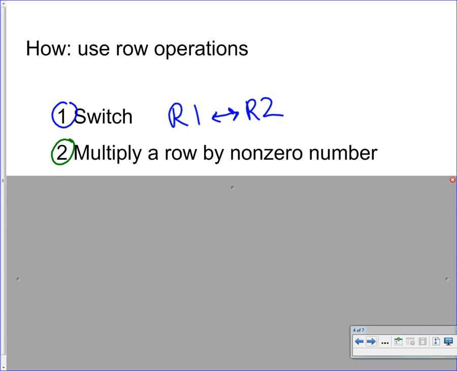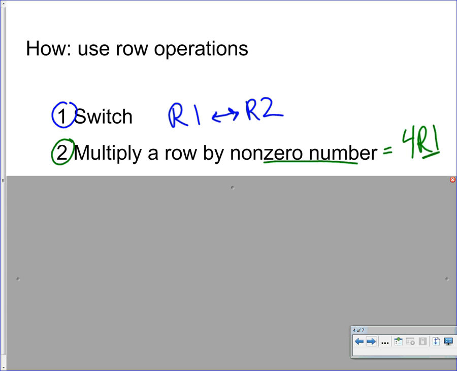Think of that as distributing. Everything in that row is going to get multiplied by a number. It has to be a non-zero number. You can't cheat and multiply through by 0. So let's say you want to multiply everything through by 4. All right, so this means I took row 1 and I multiplied everything in row 1 by the number 4.